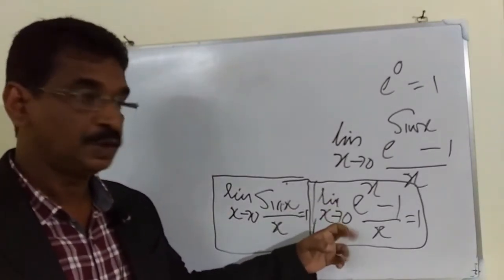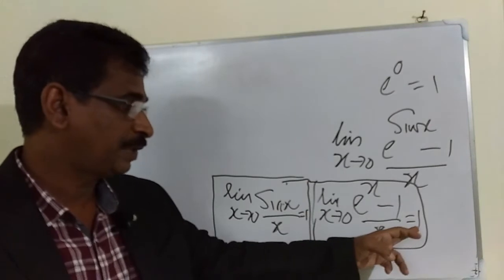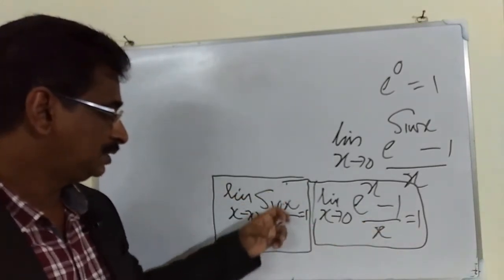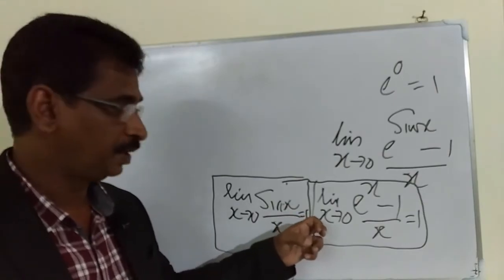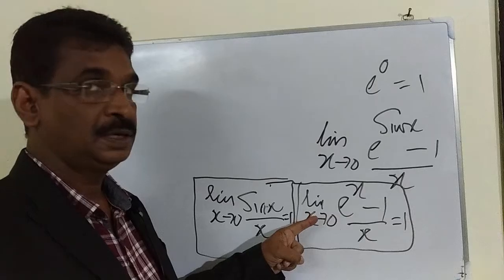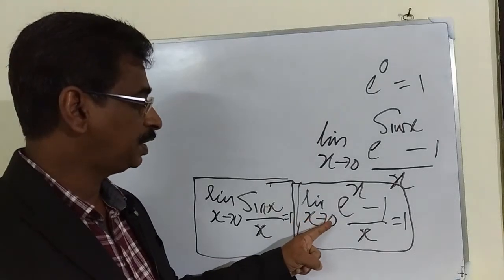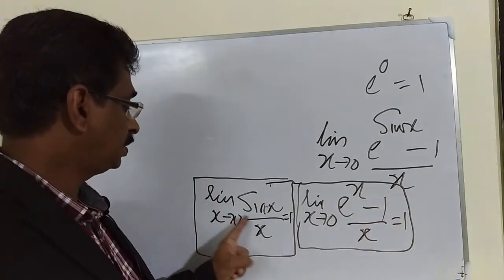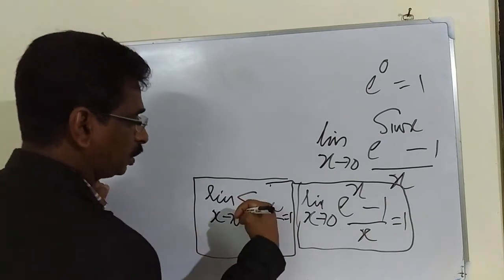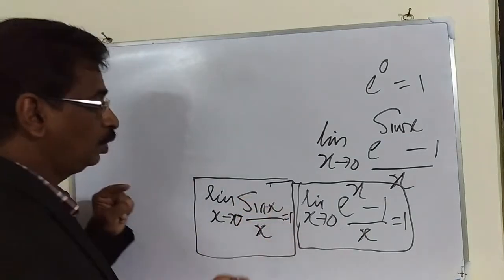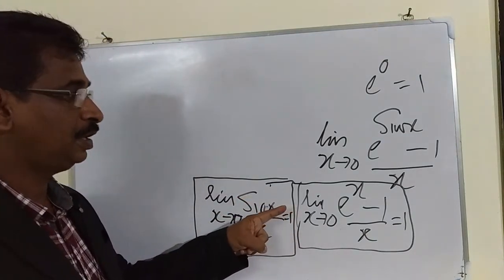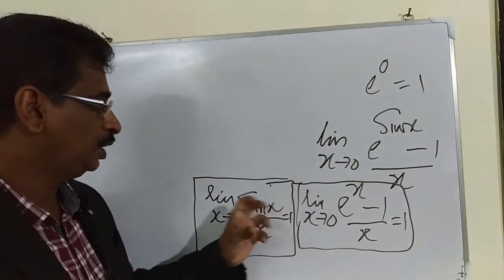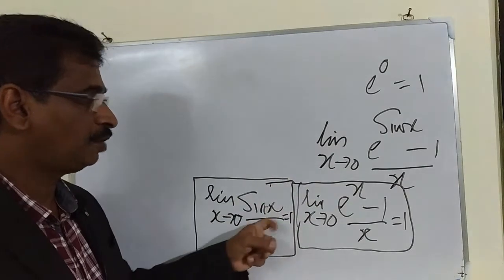Limit x tends to 0 of (e raised to x minus 1) by x is a proven result. This is also a proven result: limit x tends to 0 of sin x by x is equal to 1. Again, remember these results. The two results are very important. So we are going to convert this function into one of these two forms to do this problem.